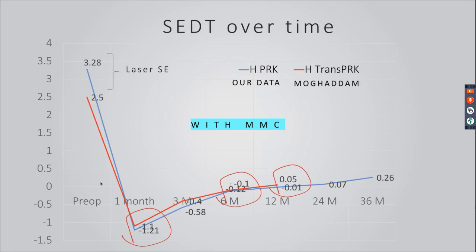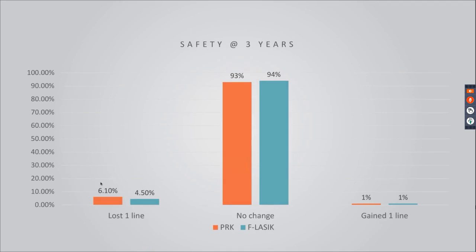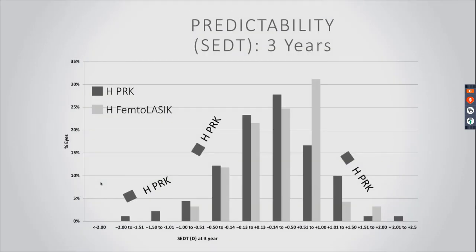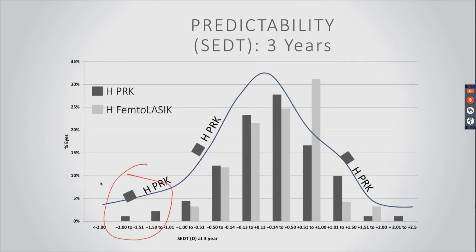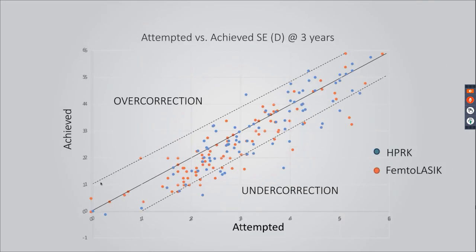For our data, it was pretty safe, and the difference was minimal between PRK and femto. However, what we noticed for PRK is that there was more spherical equivalent scatter, as you notice here. So there were more patients with more than 1 diopter undercorrection, or more than 1 to 1.5 diopter of overcorrection in hyperopic PRK as compared to femtoLASIK. Again, if you look at the attempted versus achieved, you see more scatter in the hyperopic PRK, which is the blue circles here. And of course, the femto is a little bit undercorrected, but more scattered.